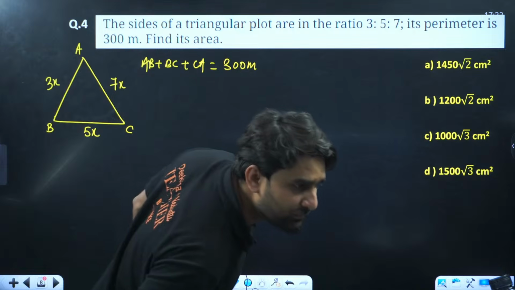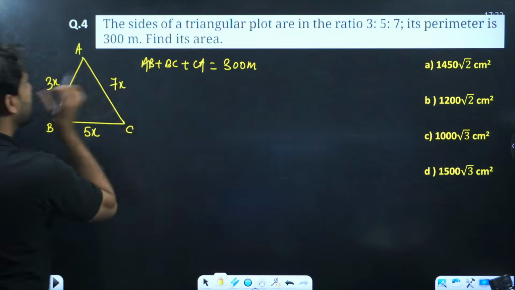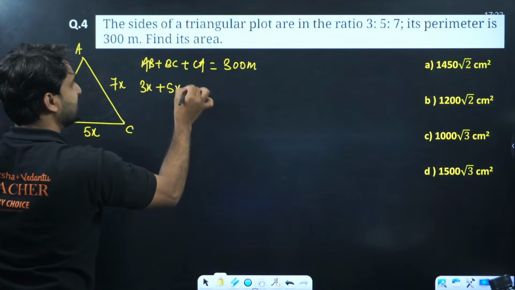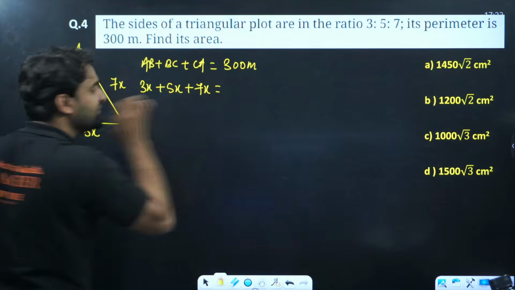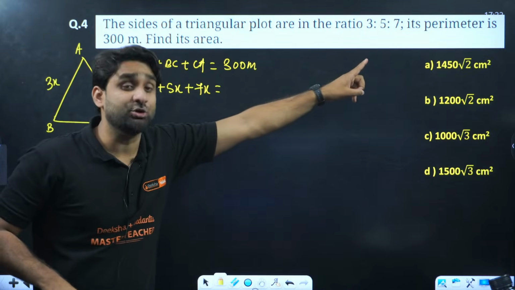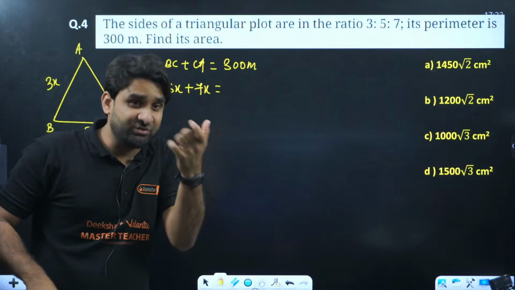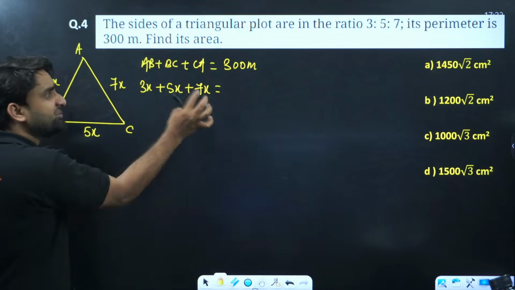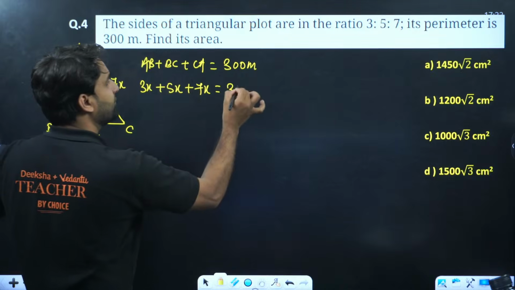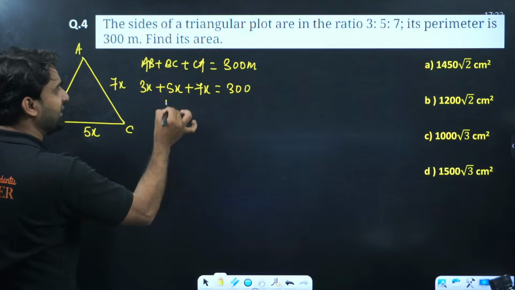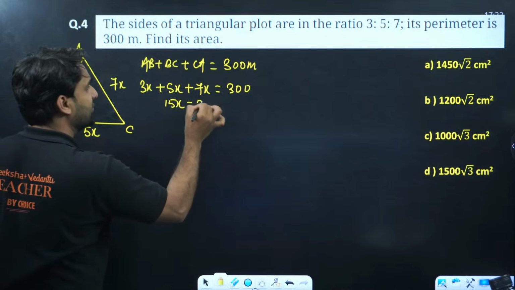Yes Dolly? Okay, yes. AB is equal to 3x, BC is equal to 5x, CA is equal to 7x. Why have I taken x? Because the sides of the triangle are given in ratio. That's why we need a constant value, and we'll be finding out x also, don't worry. 3x plus 5x plus 7x is equal to 300, right? Now 7 plus 5 is 12, 12 plus 3 is 15, so this is 15x is equal to 300.